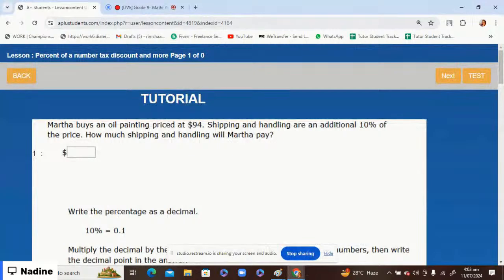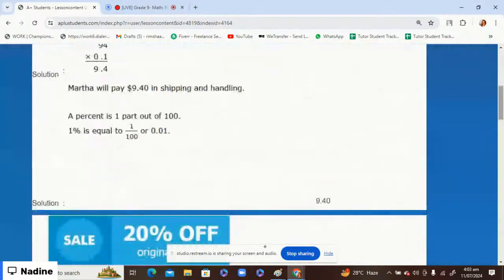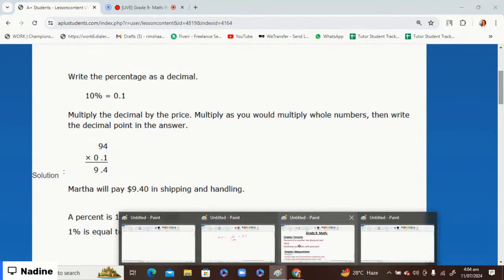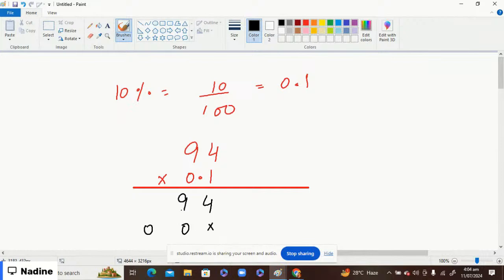And now what's next? The price of the painting is $94, so you are going to multiply 94 with 0.1. Let's do it and check the answer. So it's 94 multiplied with 0.1. When we multiply 94 with 0.1, here you get the answer.